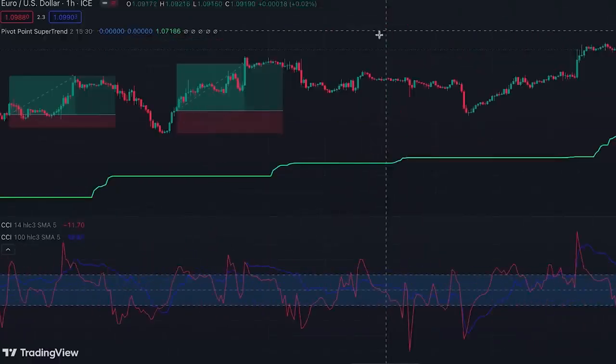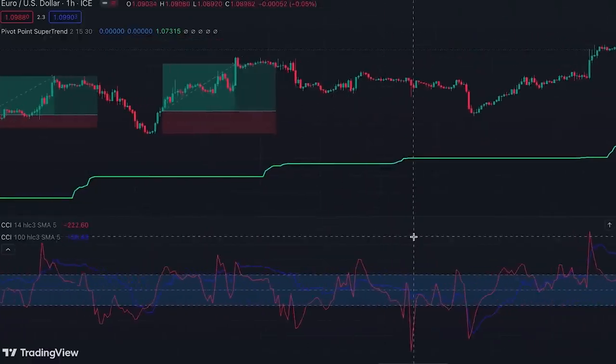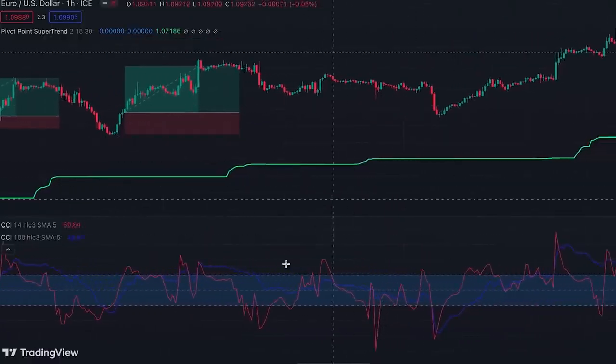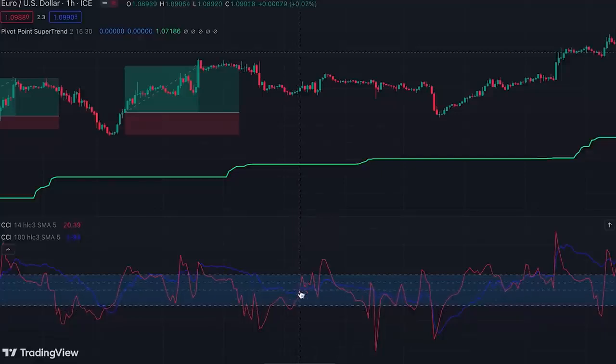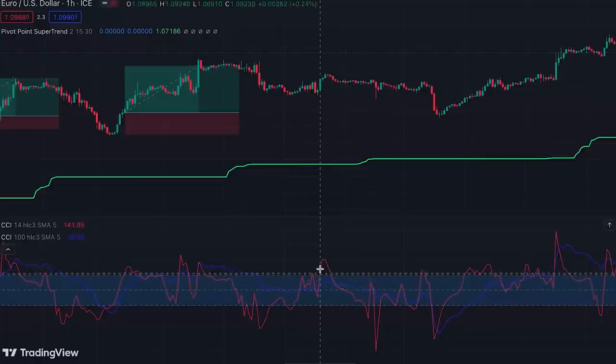And here we reach an important point that you must pay attention to. Here you can see that after being below -100, at this point red CCI crossed above the blue CCI, but before successfully going above +100, it went back below blue CCI, again crossed above blue CCI, and here at this point it went above +100.